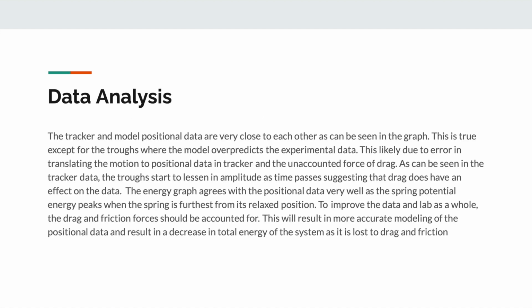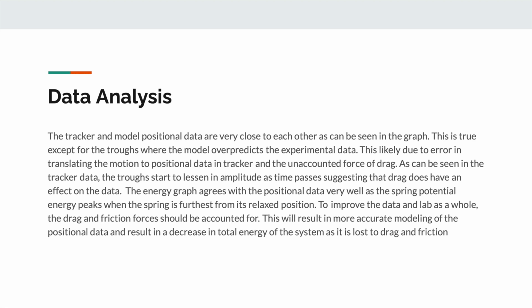Data analysis. The Tracker and model positional data are very close to each other, as can be seen in the graph. This is true except for the troughs, where the model overpredicts the experimental data. This is likely due to an error in translating the motion to positional data in Tracker, and the unaccounted for force of drag. As can be seen in the Tracker data, the troughs start to lessen in amplitude as time passes, suggesting that the drag does have a significant effect on the data. The energy graph agrees with the positional data very well, as the spring potential energy peaks when the spring is furthest from its relaxed position.